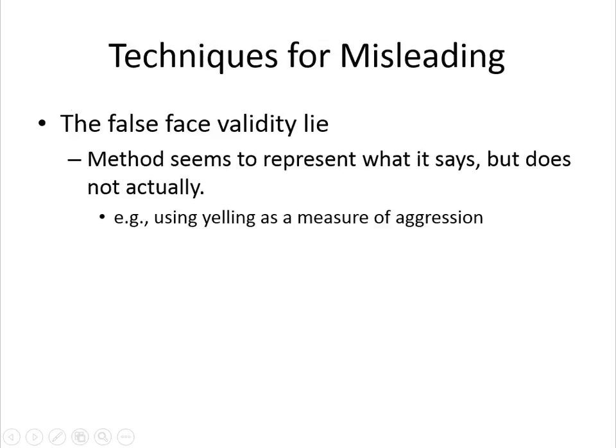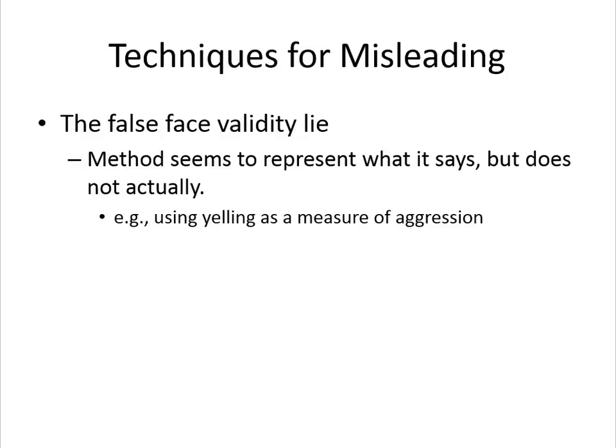Yeah. So I'm going to give you the best examples I have for these. These are probably the harder questions when we get to the quiz, which one is which. So the false face validity lie is where they have a graph and it's basically a validity issue. Okay. So the method seems to represent what you're measuring, but it doesn't quite do that.